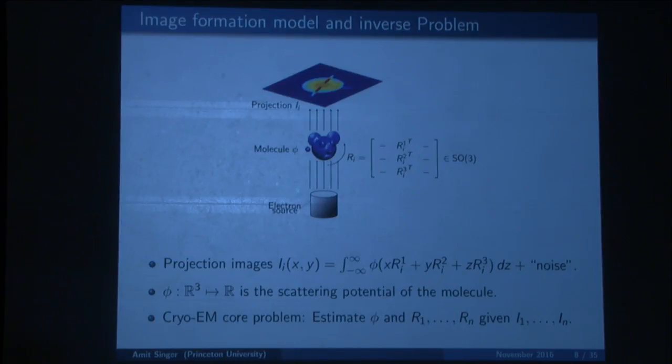So the cryo-EM problem is really a nonlinear inverse problem, in which you want to estimate phi and maybe also the rotations given the noisy images. That's it. That's the classical cryo-EM problem. Obviously, if we can estimate the rotations, then we reduce the problem to a linear inverse problem for which we have tools from medical imaging to solve.